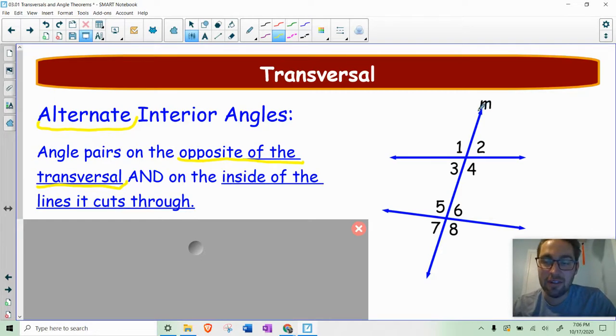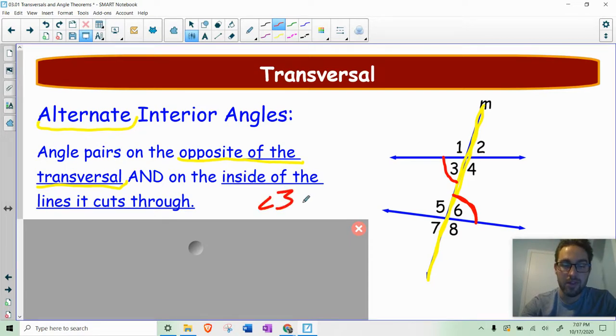And they are interior, so they're both inside those two other lines. So alternate means on opposite side of the transversal. So if I were to pick angle 3, the alternate would be the one on the other side of the transversal, so it would be angle 6. So angle 3 and angle 6 are alternate interior angles. Another set of alternate interior angles is angle 4 and angle 5.